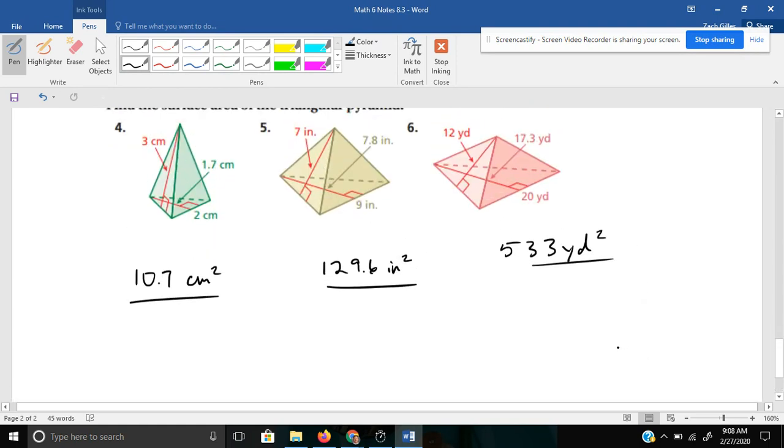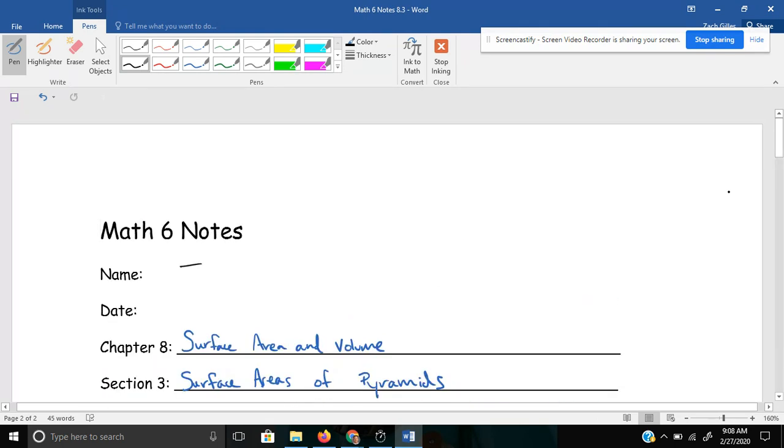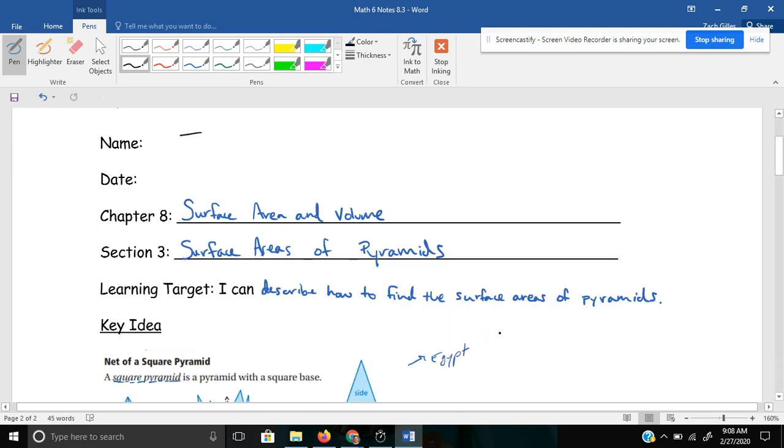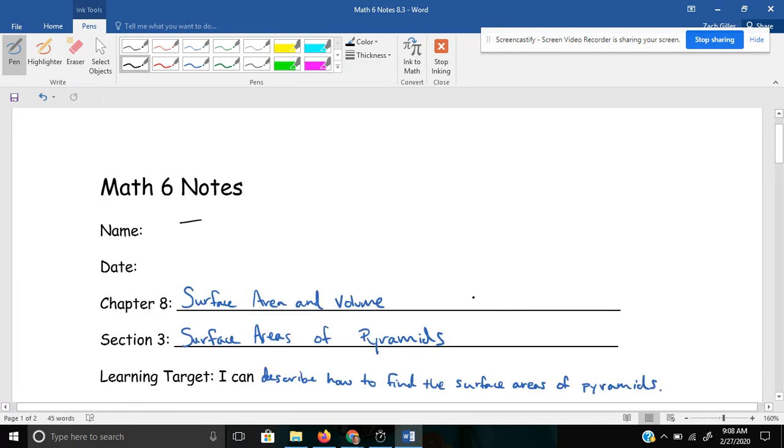And we're done for the day. Like I said, it was just those 2 examples for surface areas of pyramids. We have square pyramids and triangular pyramids. Make sure you're keeping those 2 separate and remembering your formulas for areas of triangles.